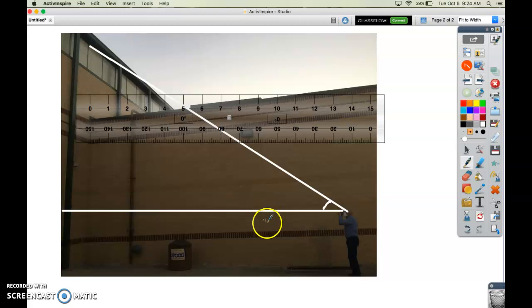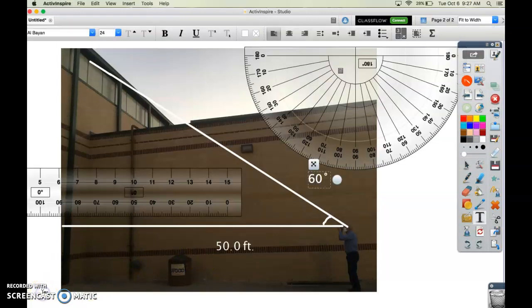Using the data from those 2 points, we're going to put it into the worksheet. So let me give you the data points for this one. For this data, you need to write this down. It is 50.0 feet, okay? The angle that I measured was 60, but there's something we need to keep in mind here.